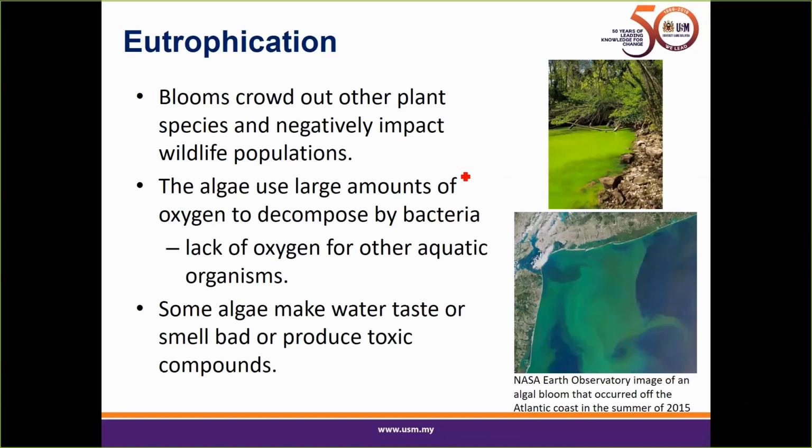So this image shows the NASA Earth Observatory image of an algal bloom that occurred off the Atlantic coast in the summer of 2015. So you can clearly see from the satellite image, the green here indicates that there is algal bloom or the formation of eutrophication.